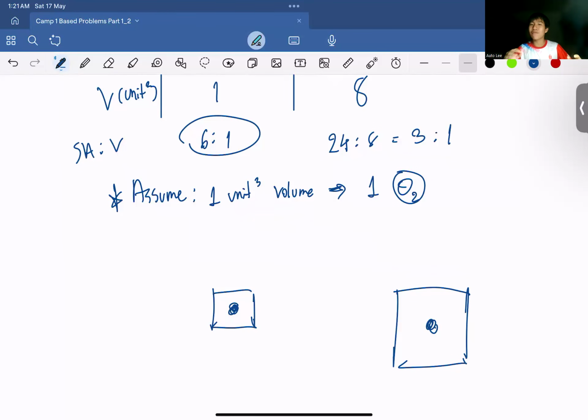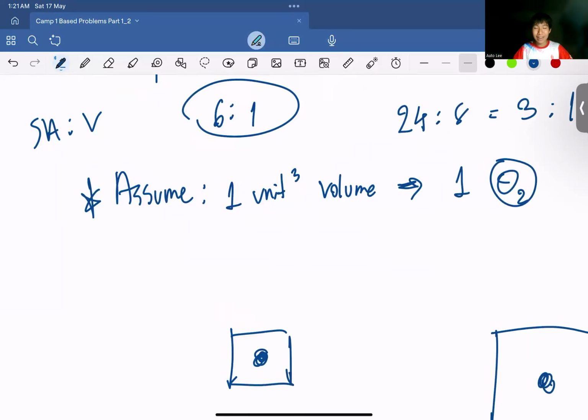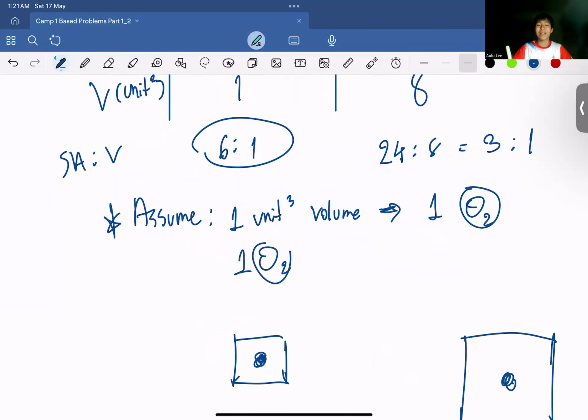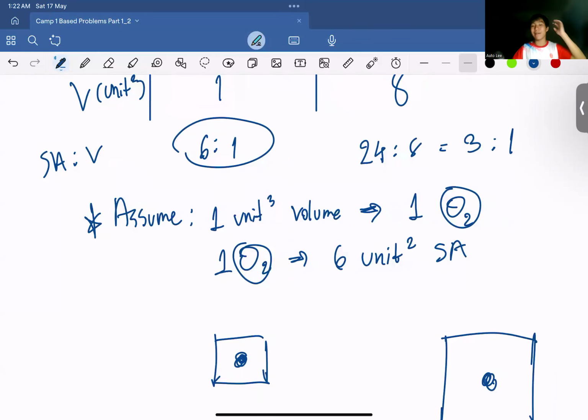That means that the rate of diffusion, or the ability of oxygen to diffuse inside the cell, is correlated to the amount of cell membrane, or whatever is surrounding the cell. So that basically means the surface area, right? The other thing we're going to assume here is that one oxygen chunk is going to require 6 unit cubes of surface area.